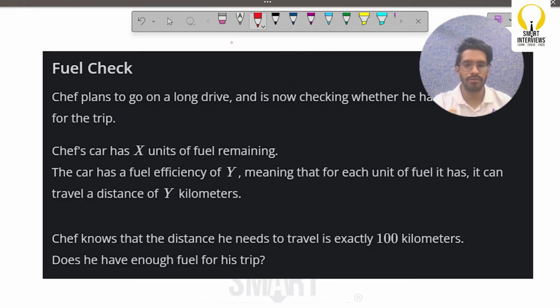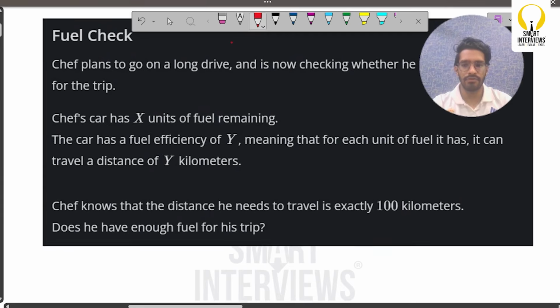The car has fuel efficiency of Y. This statement denotes that for 1 unit of fuel, the car can travel at most Y kilometers. So if you see, the same thing is written here, meaning that for each unit of fuel, it can travel a distance of Y kilometers. If I have 1 unit of petrol and the efficiency is 5, I can travel 5 kilometers with 1 unit of petrol. I hope the problem statement is clear.